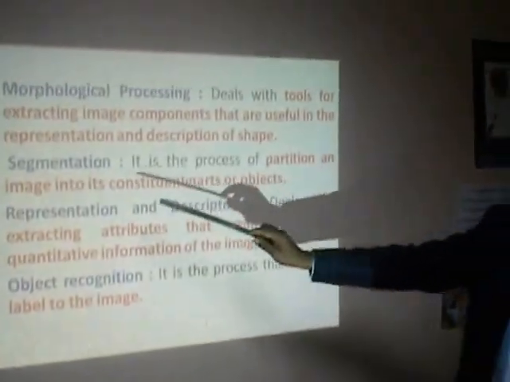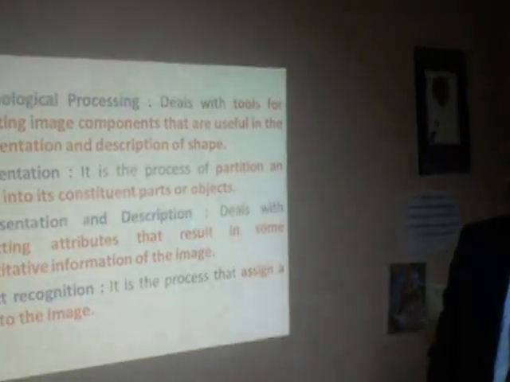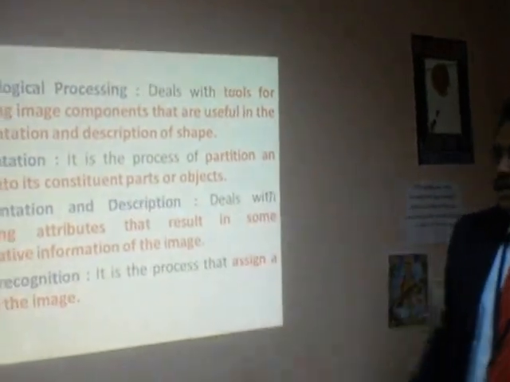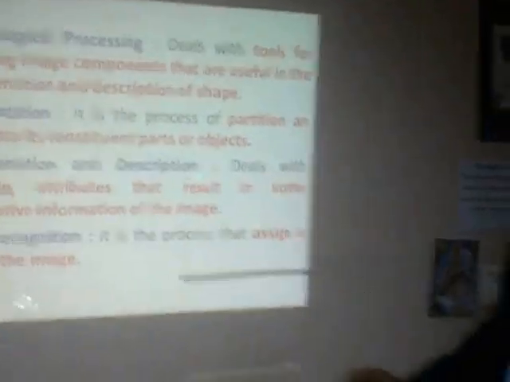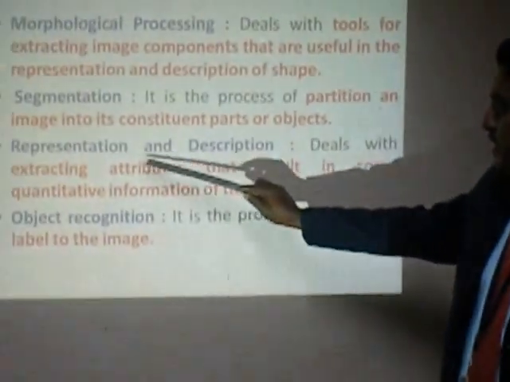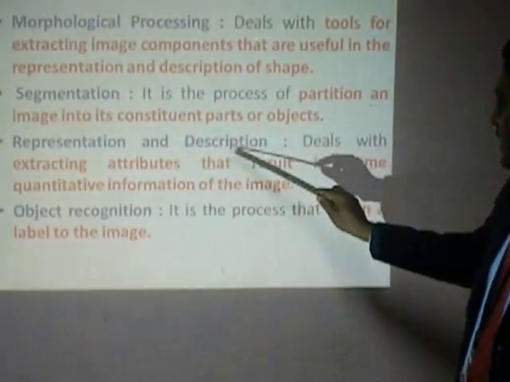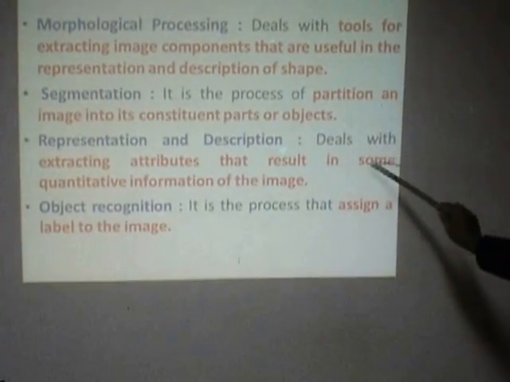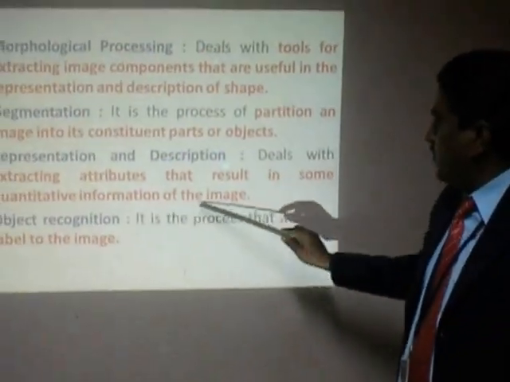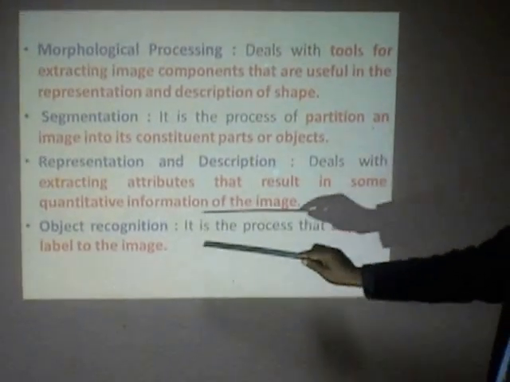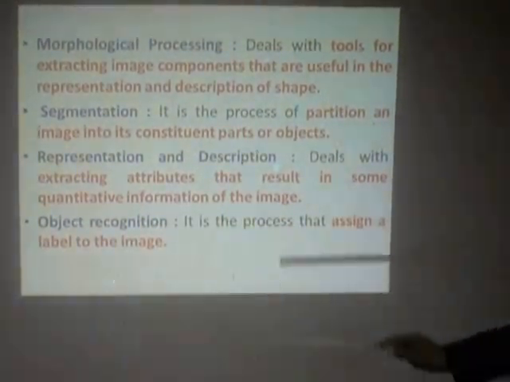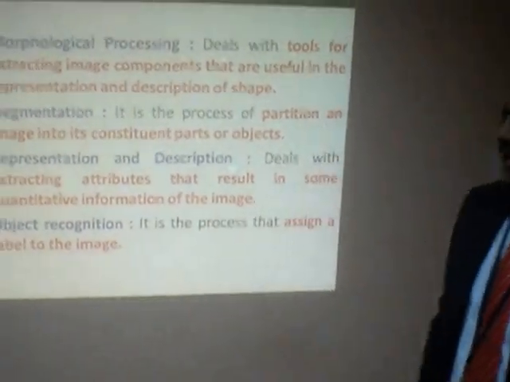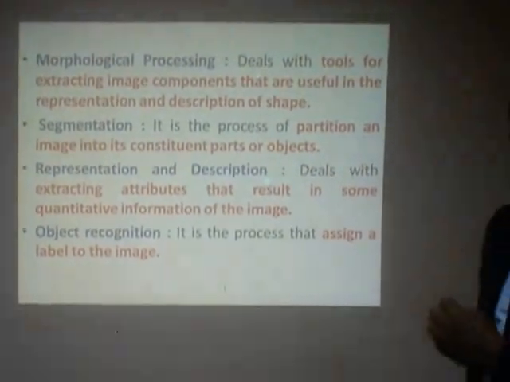The next mathematical operation is segmentation. It is the process of partitioning an image into its constituent parts or objects. The next mathematical operation is representation and description. It deals with extracting the attributes that result in some quantitative information of the image. The final mathematical operation is object recognition. It is the process that assigns a label to the image, like car, bus, like that.